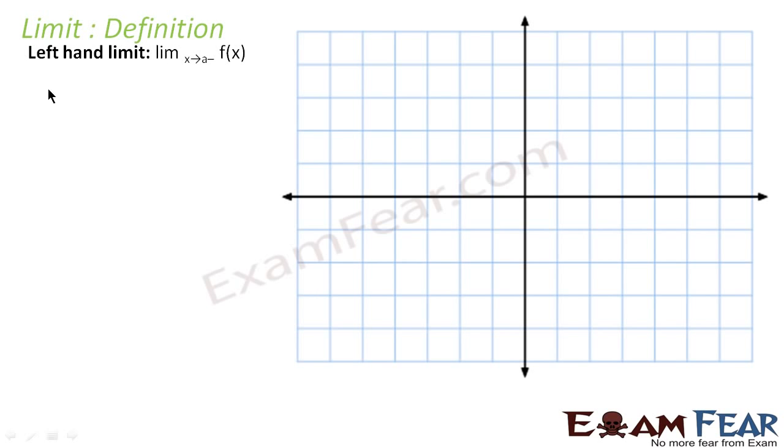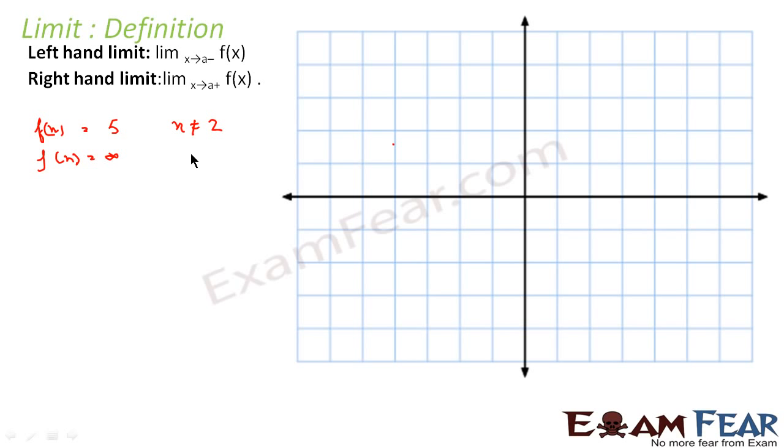So we have something called left hand limit and right hand limit. I'll explain. For example, this is a function. Let's take a different function, which says f(x) is equal to x when x is not equal to 2, and f(x) is equal to infinity when x is equal to 2.